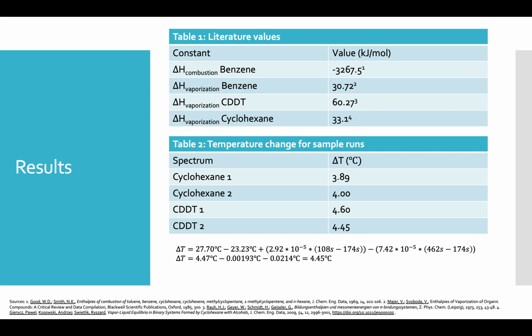Table 1 holds the obtained literature values for the variables required to calculate the resonance energy. Their corresponding sources are listed at the bottom of the slide. In Table 2, the temperature change calculated from equation 1 is listed for each run. As can be seen from the data, runs 1 and 2 of cyclohexane provided similar results, as did runs 1 and 2 for CDDT. A sample calculation of CDDT run 2 with steps is provided below Table 2 for reference.